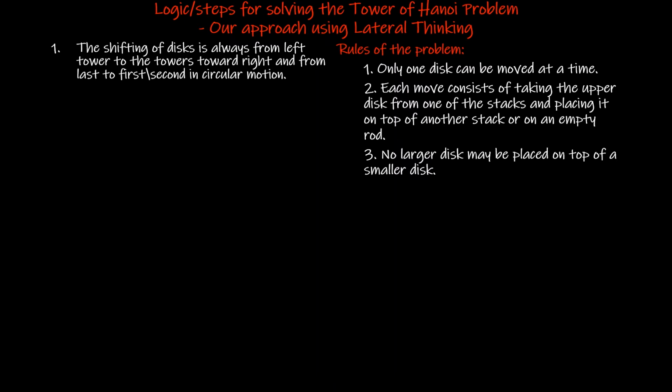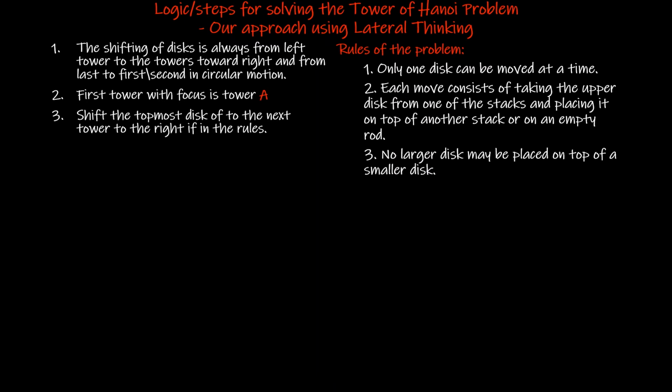First thing is that we are going to shift the disk from the left tower to its right tower, and so on and so forth, and it's going to go into a circular motion. So once we reach the last tower, we'll again shift the disk to the first tower, and so on and so forth. The first tower which is going to be in focus is tower A. This is the tower which is going to have all the disks initially. Then we are going to shift the disk from tower A to tower B if it's within the rules.